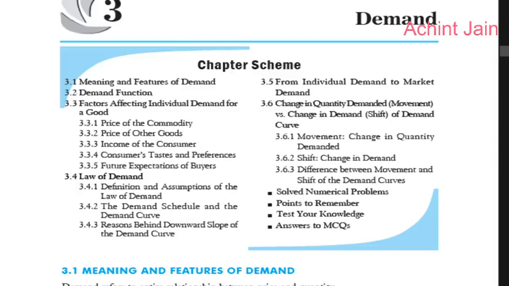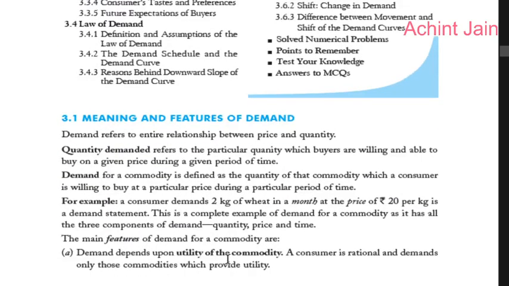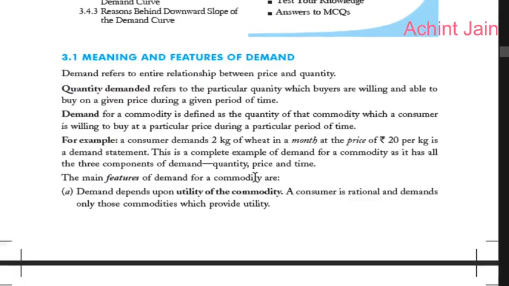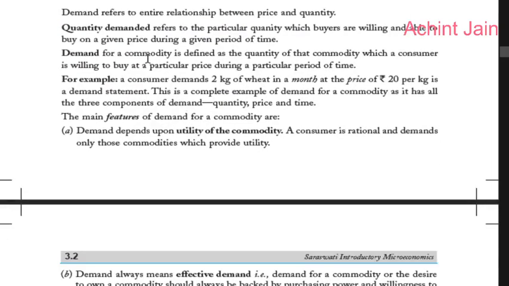Hi guys, today we will start the demand, that is the continuation of the second unit. After the consumer equilibrium we have the next part, that is demand. Demand and supply are the two main factors that define the market price of a commodity. First we will go with the demand.